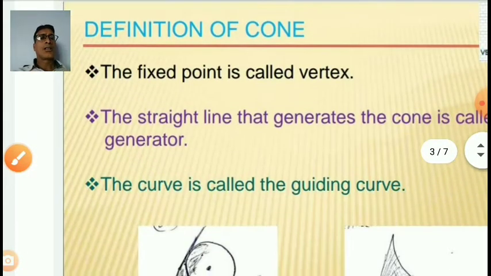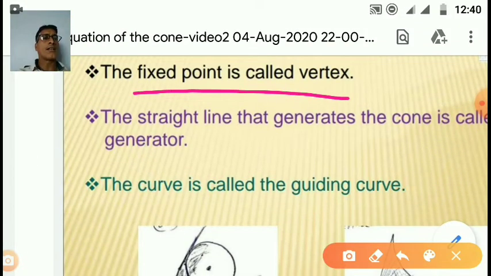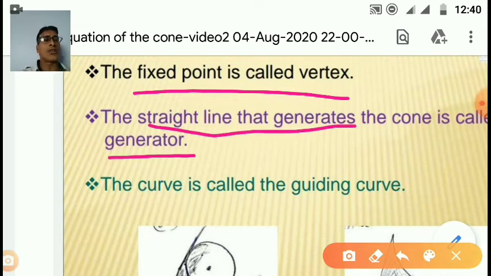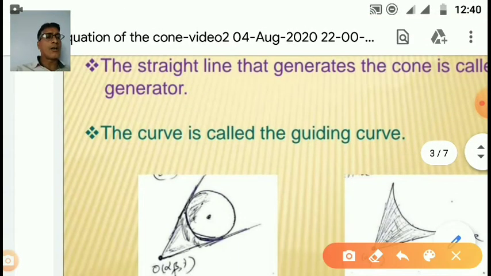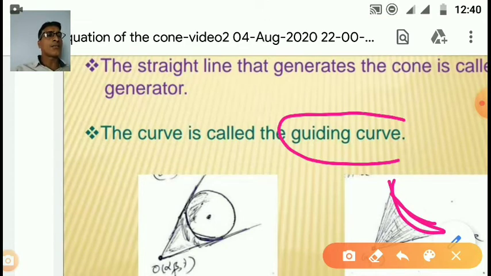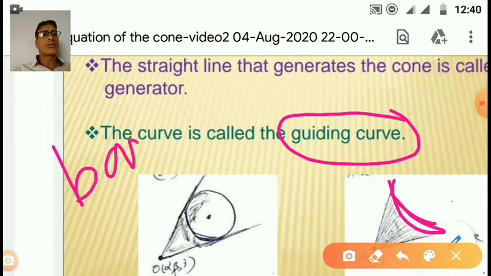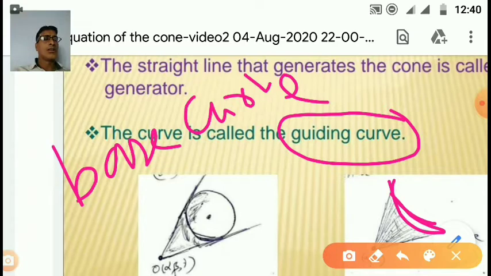See this. The fixed point is called the vertex and the straight line that generates the cone is called a generator. How many generators does a cone have? There are infinitely many generators to a cone. The curve is called the guiding curve. So the base curve, the curve we take to generate a cone, is called either the guiding curve or the base curve. So now let us solve some problems.